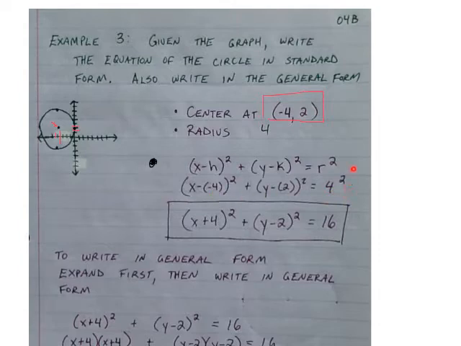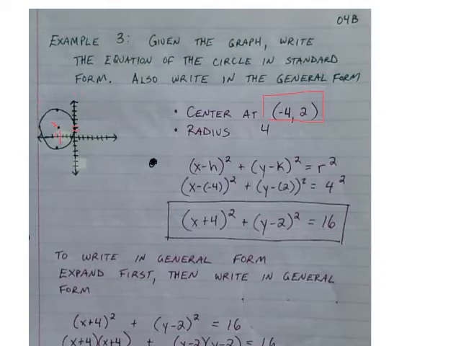From there we clean it up just a little bit, and we get (x plus 4) squared plus (y minus 2) squared equals 16. So there's our standard form of the circle drawn here.